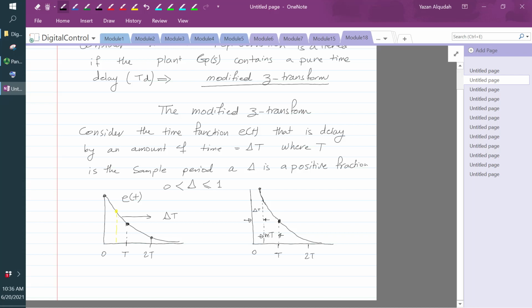Okay. So let's see how we can get the Z transform of this signal. Let me redraw this. So what I'm going to do is take this.